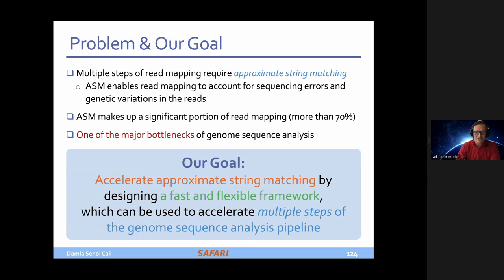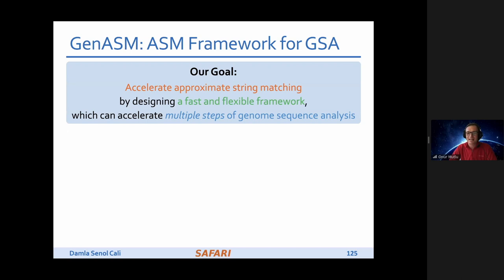This is a completely different approach that we've taken. We wanted to rethink approximate string matching. Approximate string matching is used in many different parts, read mapping, for example, and it clearly accounts for a significant portion of read mapping as well. Our goal in this work was to extract approximate string matching with a fast and flexible framework, such that we can use it in multiple steps of the genome sequence analysis pipeline, as well as text analysis pipelines. Basically, we want to do approximate string matching in general, as opposed to in a bioinformatics-specific manner, as we've done earlier over here.